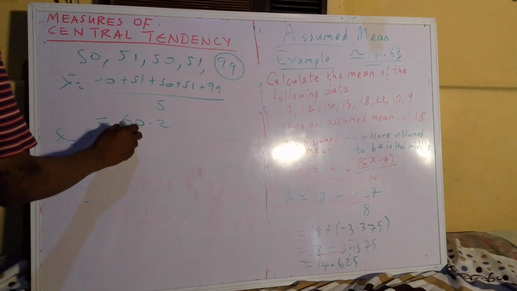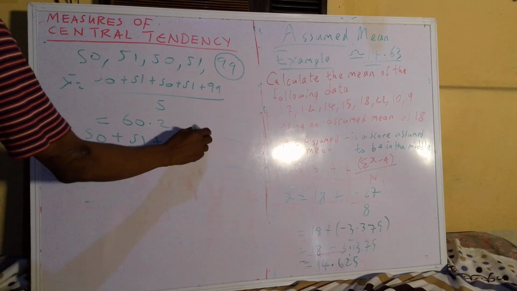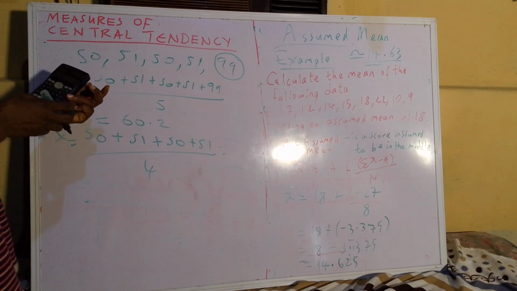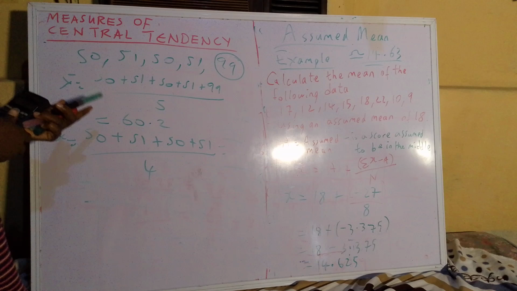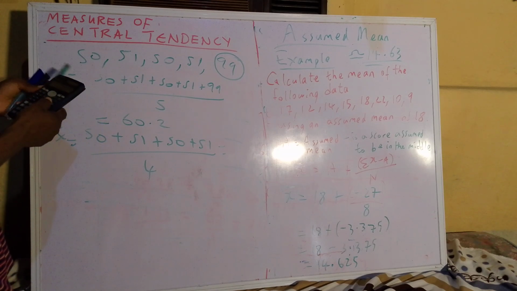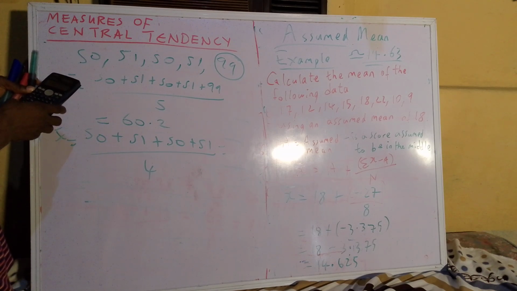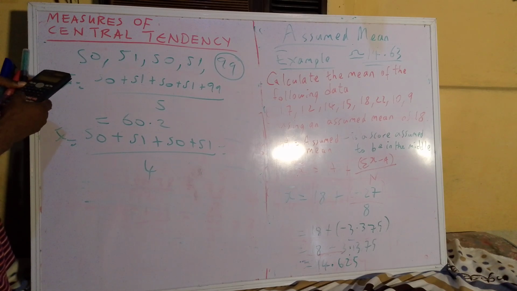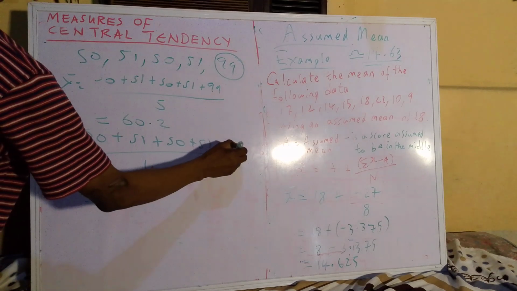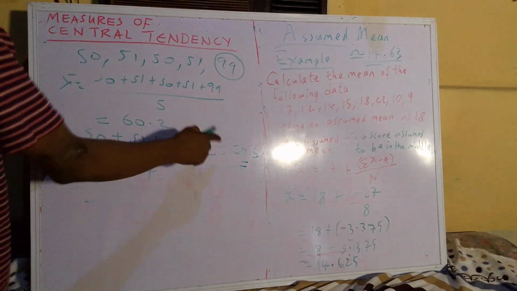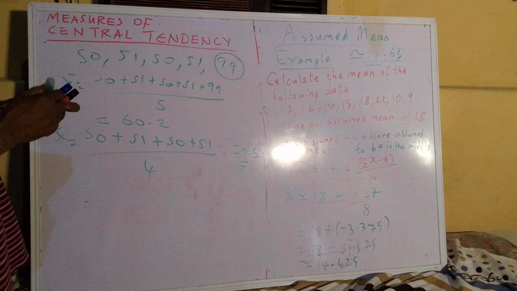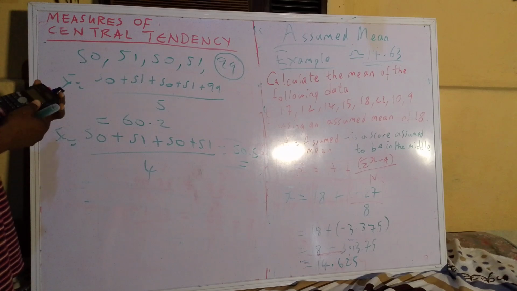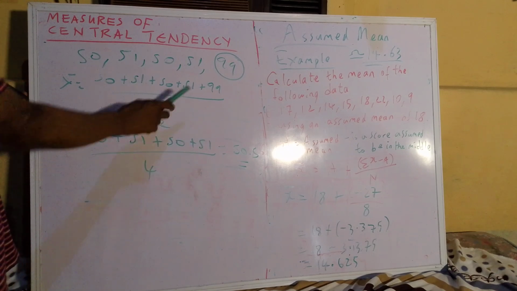The mean now becomes 50 plus 51 plus 50 plus 51 over 1, 2, 3, 4, divided by 4. That will give you what? 50 plus 51 plus 50 plus 51 is equal to what? Answer divided by 4. That gives us 50.5. You can see this shows a true picture of the data set. You understand? So this is a more accurate mean than this other mean.